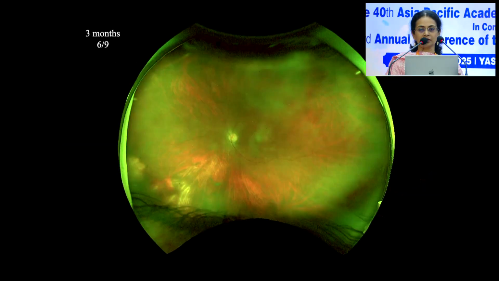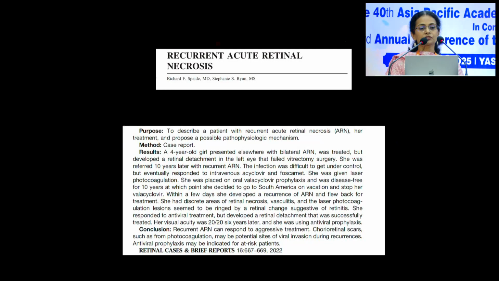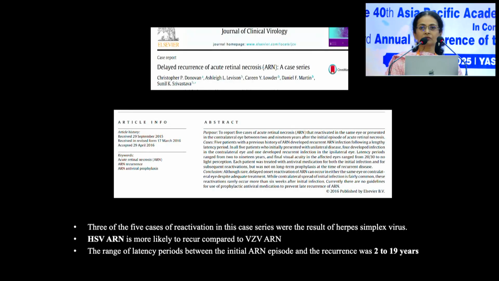At 3 months, his vision is now 6/9. He's on a maintenance dose of Valgan. So the challenge is that there are cases of recurrent acute retinal necrosis which have been reported, and there is no evidence of delayed recurrence of ARN.